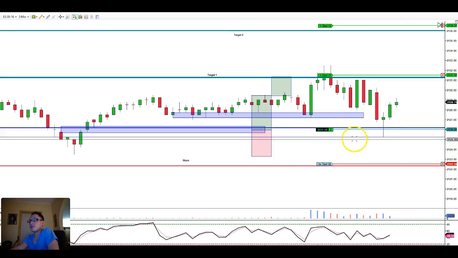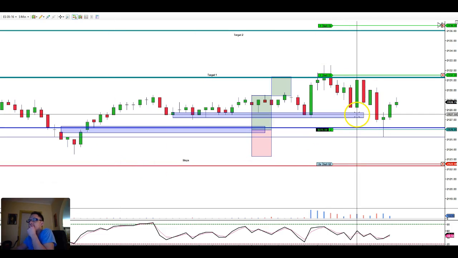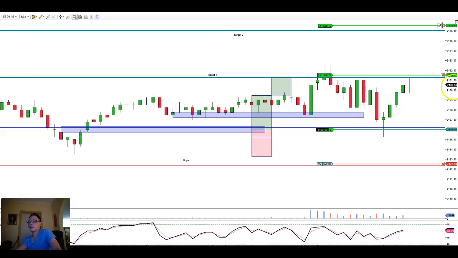I've got two lots, so I'll close one lot at the first target, and the second lot will likely be closing up there, okay? So we'll see how we go from there. We just missed our target getting hit, so let's see what happens.